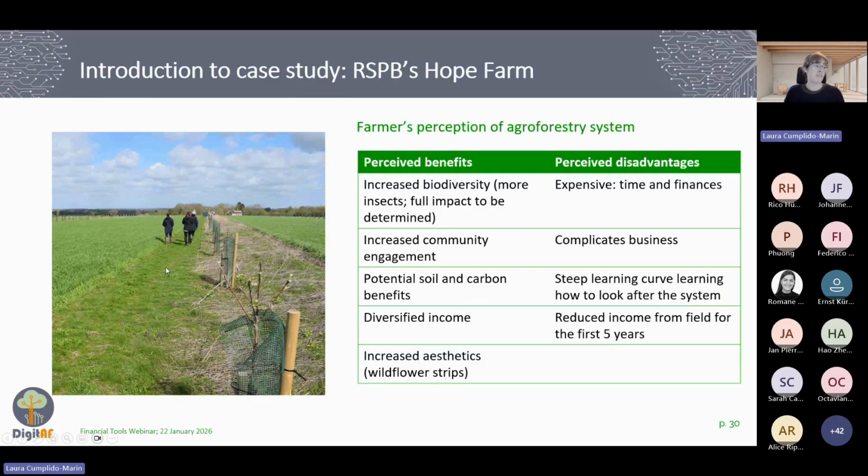After working closely with the farmers, we asked them what their views on the agroforestry system are, and they gave us very good feedback. So summarizing very quickly, the benefits they observe are increased biodiversity. They said they've noticed loads more insects, but the full impact is to be determined. Increased community engagement. People have shown loads of interest in the agroforestry trial. Potential soil carbon benefits, diversified income and increased aesthetics.